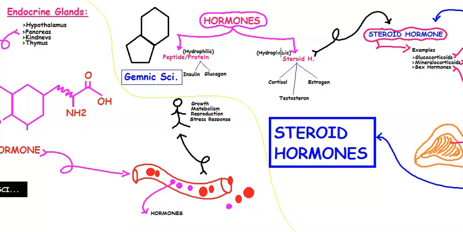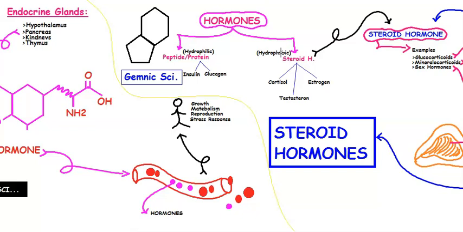To make it ridiculously easy, you can put it this way: the peptide or protein hormones are water soluble and cannot cross the plasma membrane easily. And here we have some examples. We can also put it this way: steroid hormones are lipid soluble and can easily pass through the cell membrane. And here we have some examples on the screen.